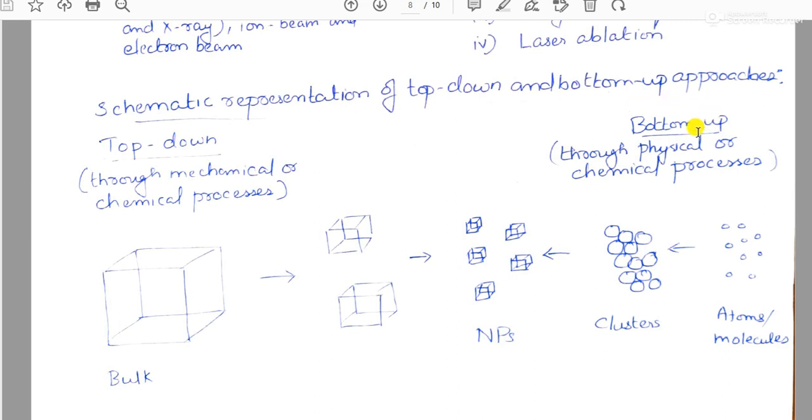And the second approach is the bottom-up approach, that is through physical or chemical processes. In this bottom-up approach, we are synthesizing the nanomaterial from the atomic or molecular level through various processes. We are synthesizing the nanoparticles from atoms through cluster formation, precipitation and so on. So these two approaches are there for synthesizing nanomaterials.